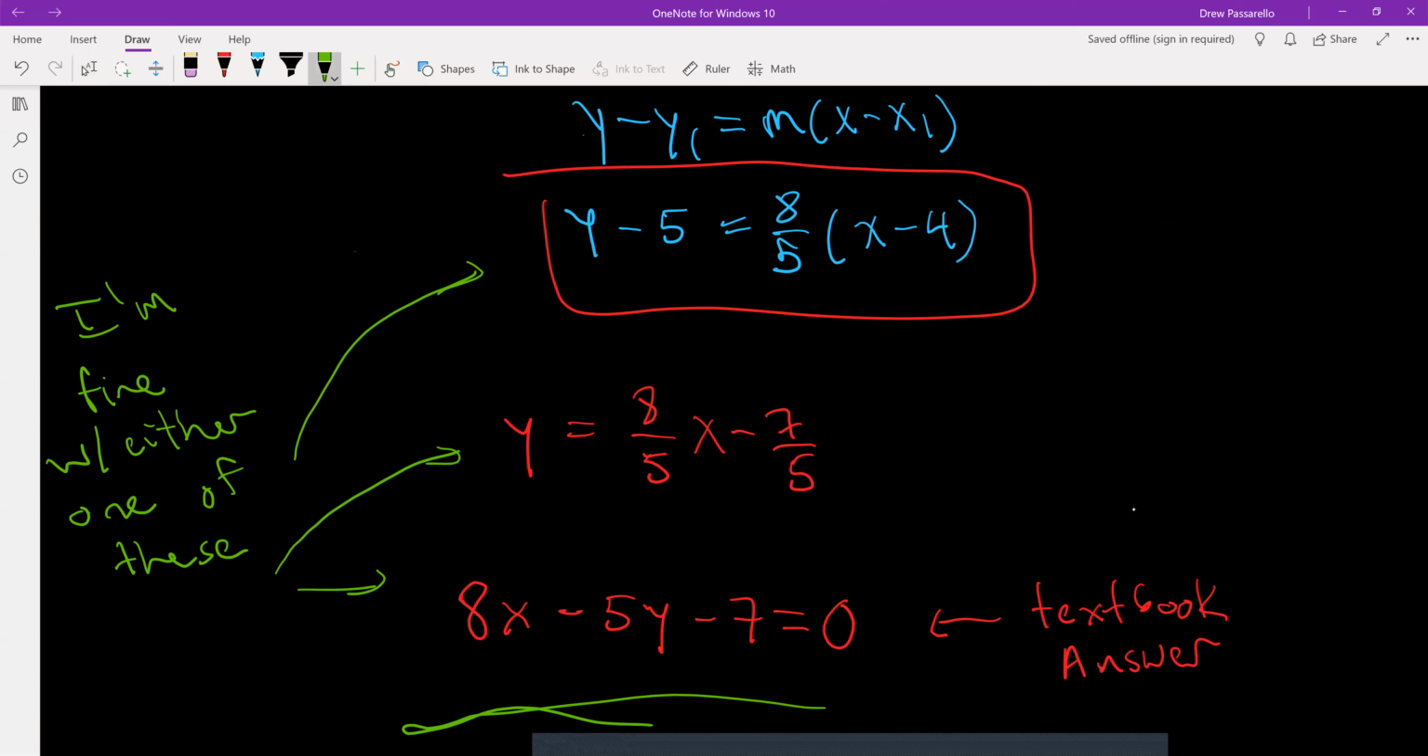All right, so that's it for section 2.4. The next section is going to be section 2.5.